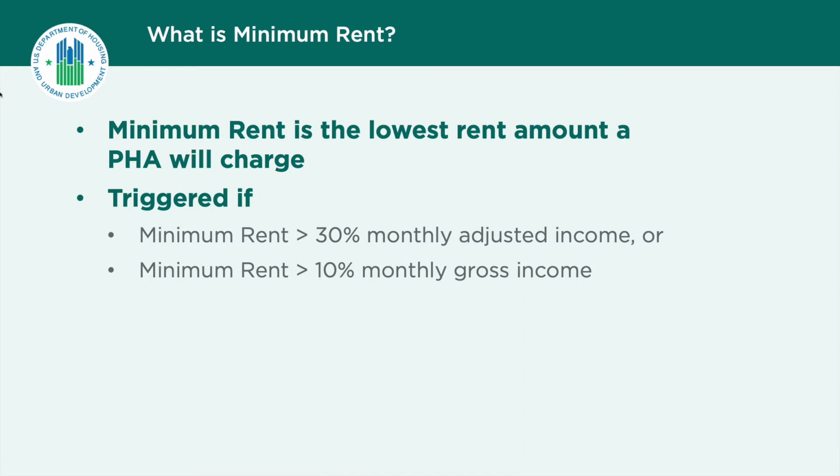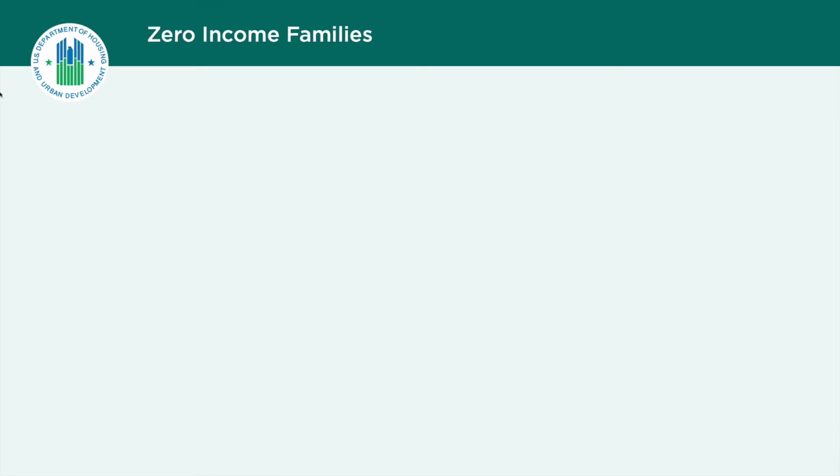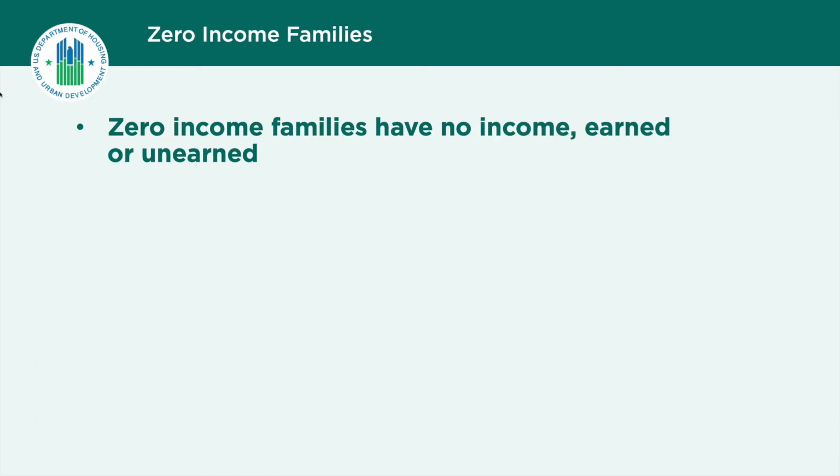Therefore, minimum rent is triggered if 30% of the family's monthly adjusted income, or 10% of the monthly gross income, is less than the minimum rent set by the PHA. Minimum rent also applies in the case of a household having zero income. Zero-income families are those households without any source of income, earned or unearned.